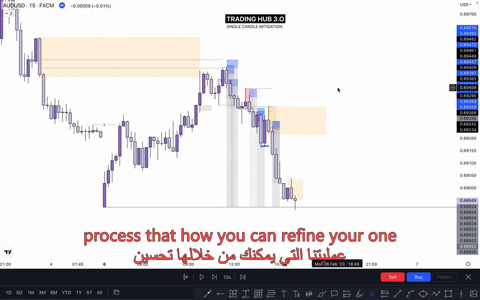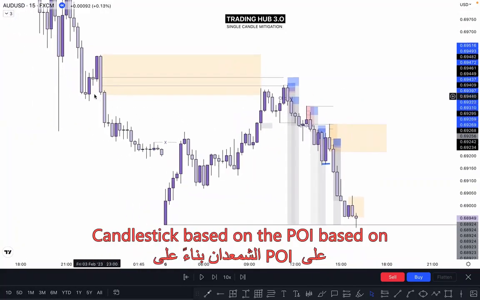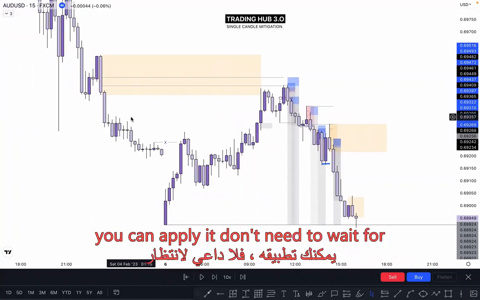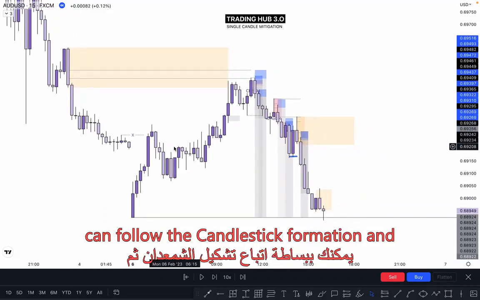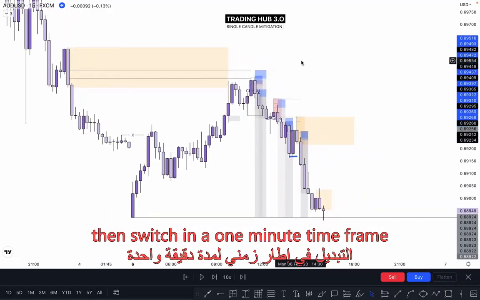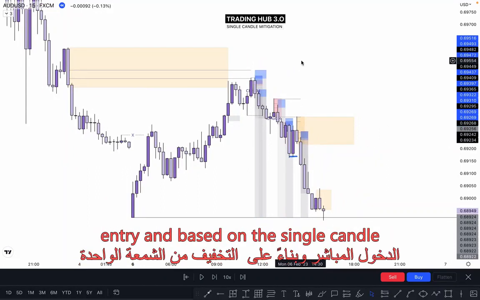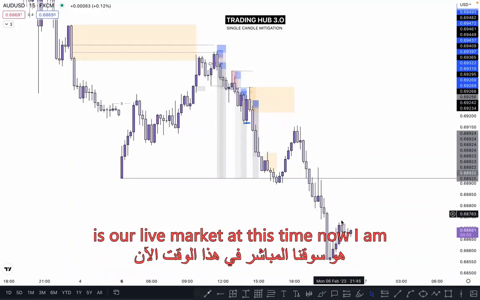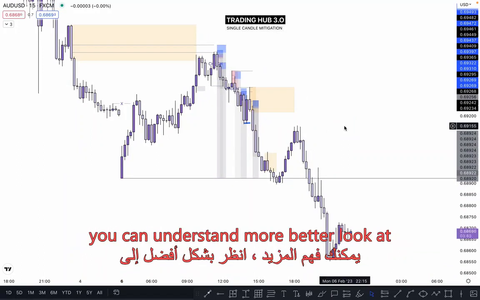So this is our process, that is how you can refine your 1-minute order block based on the candlestick, based on the POI, based on the structure and candlestick. Everywhere you can apply it. You don't need to wait for a CHoCH or flip anywhere, right? Simply you can follow the candlestick formation and then switch to the 1-minute time frame, and then take entry based on the direct entry and based on the single candle mitigation and direct entry. Okay, so this is our live market at this time. Now I'm going to show you some more examples, then you can understand better.